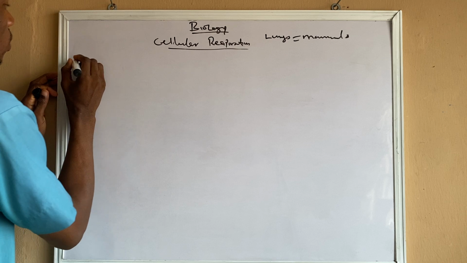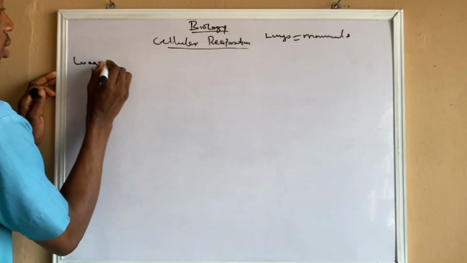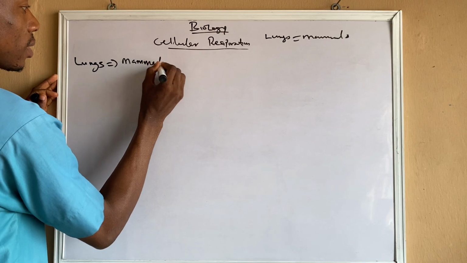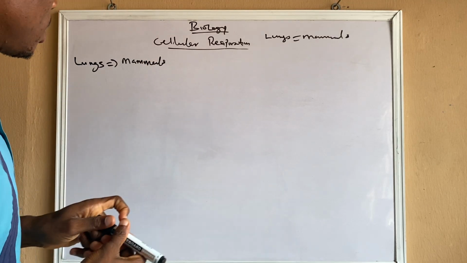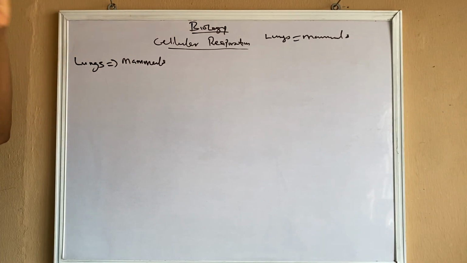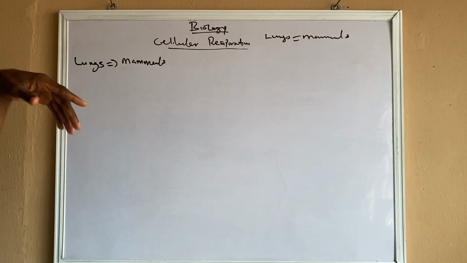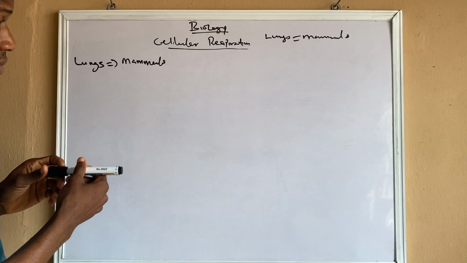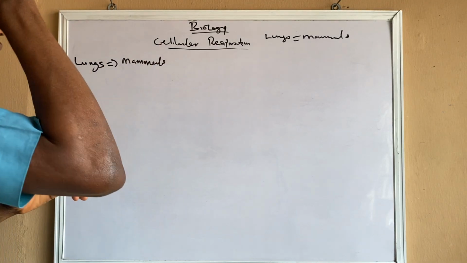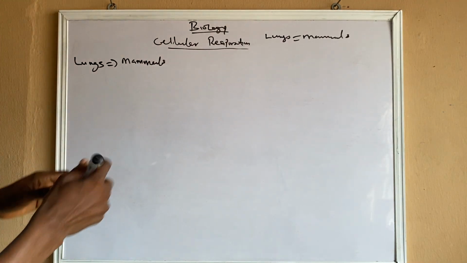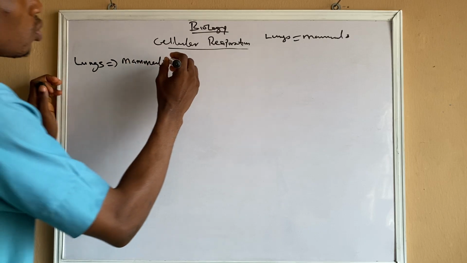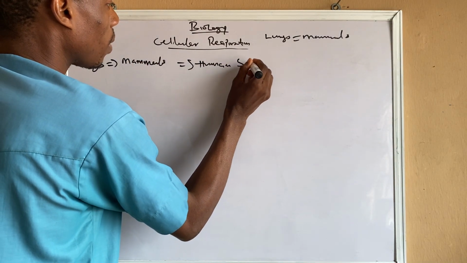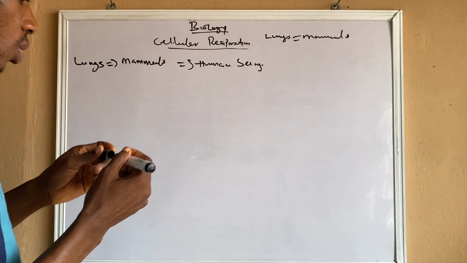So now let's talk about the lungs, majorly used by mammals. Yes, the lungs are majorly used by the mammals. And we all know that we have 5 classes of mammals, but we are not going into that. We are going through the human being.